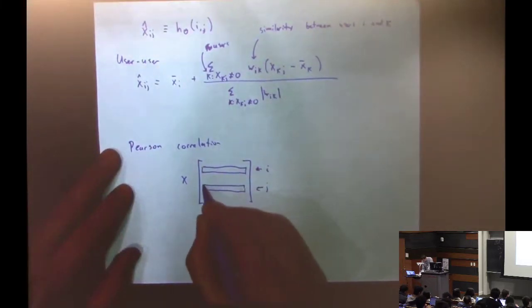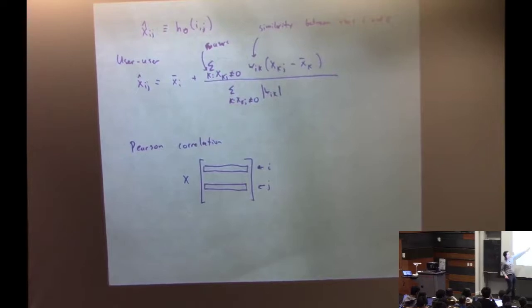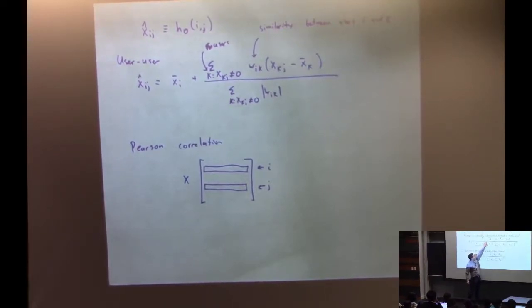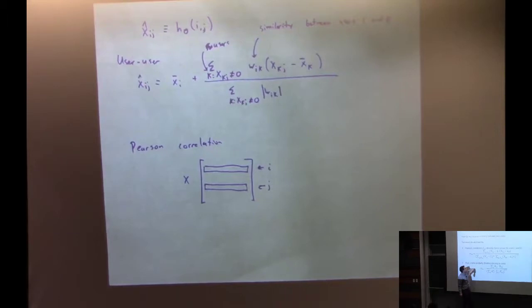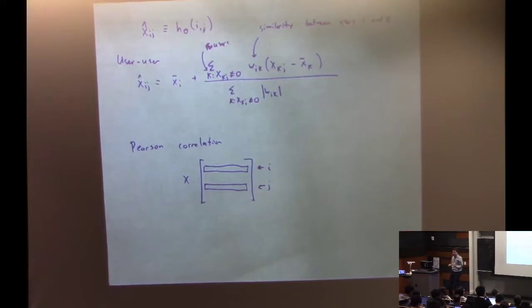Now the problem is that normal correlation coefficients, as I mentioned before, don't have this notion of unknown entries. Every entry in a vector is known, so you can compute correlation exactly. Here, unfortunately, a lot of things are unknown. So how do you do that? What you do is pretty straightforward. You sum only over those entries in the set I K, which denotes the items that are ranked by both users. So you only compute the correlation over the items ranked by both of them.